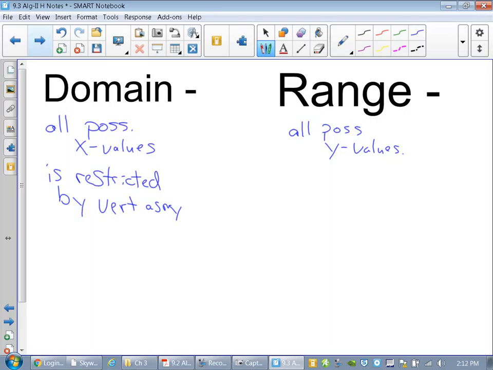When you have a vertical asymptote, that means x can't equal that value. That's why we call it a domain restriction. Same thing on a range. A range restriction occurs at horizontal asymptotes. When you have a horizontal asymptote, that just means you can't go past it. You can't go through it. So it's restricted by the horizontal asymptotes. That's how you get domains and ranges out of these things, by the restrictions within.